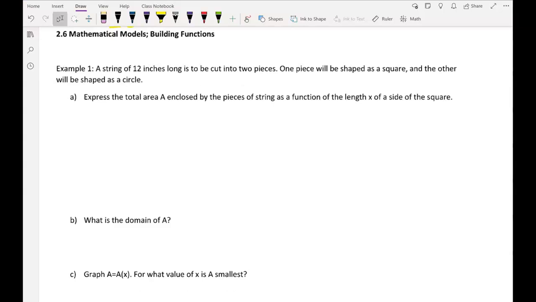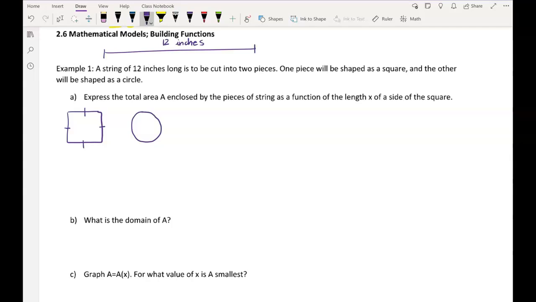Example A: a string 12 inches long is to be cut into 2 pieces. So you have 12 inches, cut into 2 pieces, and we don't know where we're cutting, okay? One piece will be shaped as a square, so we are going to draw a square. A square means every single side is exactly the same, and the other will be shaped as a circle. And again, we don't know how or where we're cutting the string.